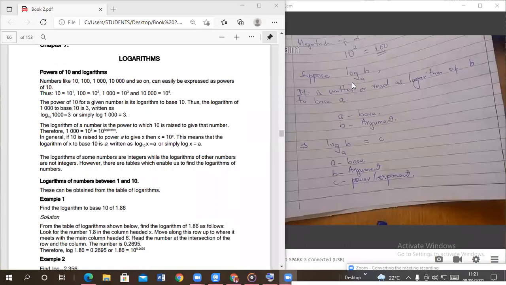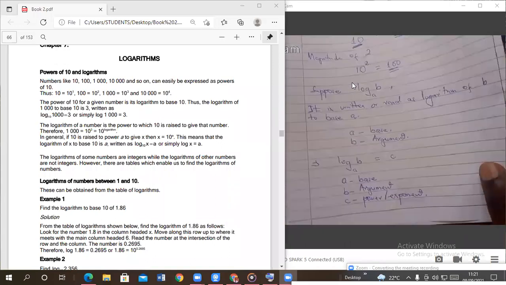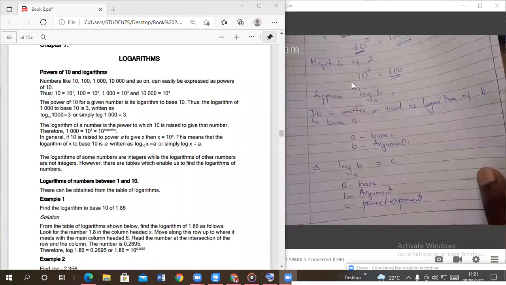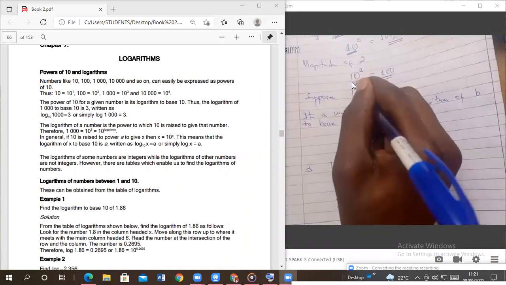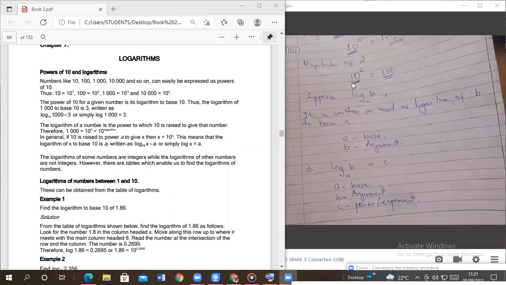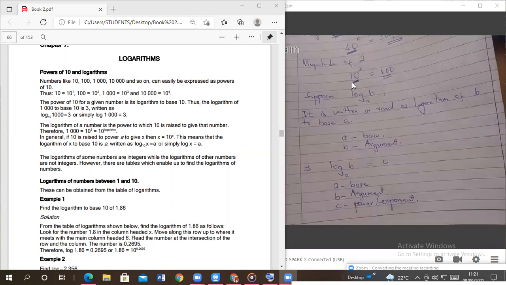So members, the base is 10, since our calculators are being programmed to log to base 10, which means the base must be what? The base must be 10.